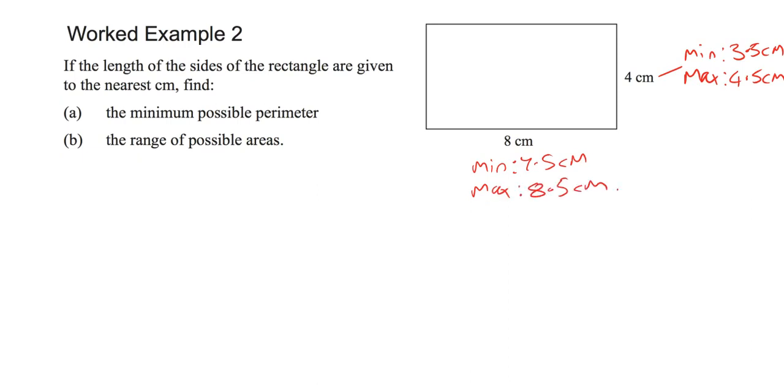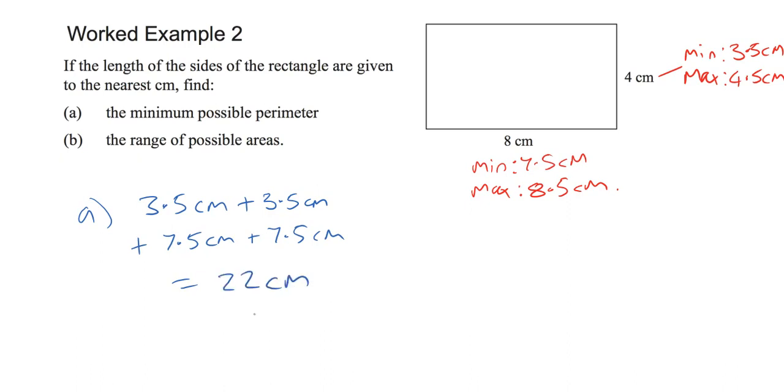centimeters. So if I was thinking about that minimum possible perimeter in part A, well, that would mean that I would have the minimum sized rectangle, which would be 3.5 centimeters in width. So if I was going around the outside of the shape to find the perimeter, I would have 2 3.5s. And of course, I would also have to add the 2 lengths that are as small as possible, the 7.5 plus another 7.5. So that would be the sum that I would have to do. Well, if I add those up, I'm going to get 22 centimeters. There's my minimum possible perimeter.